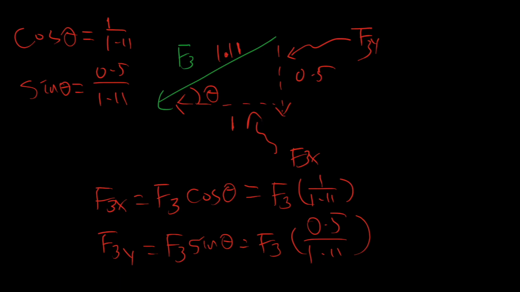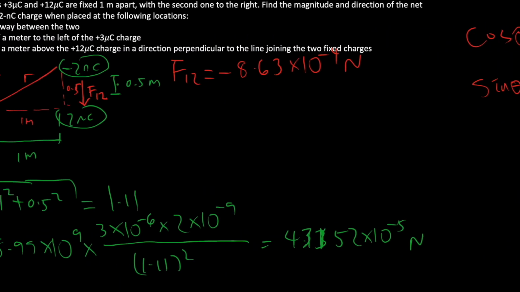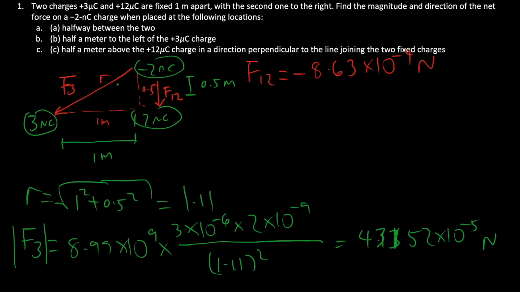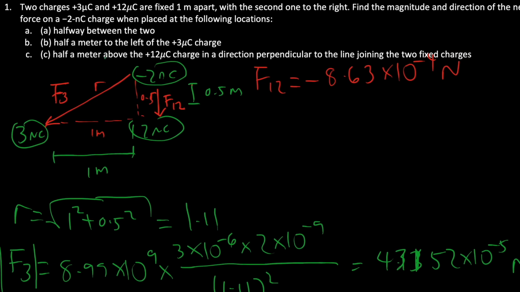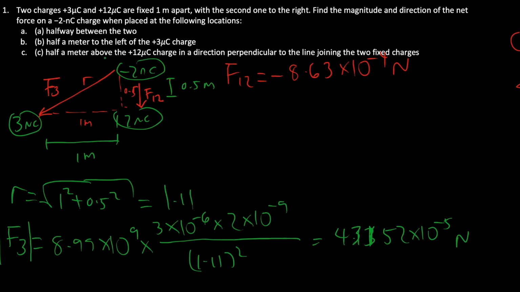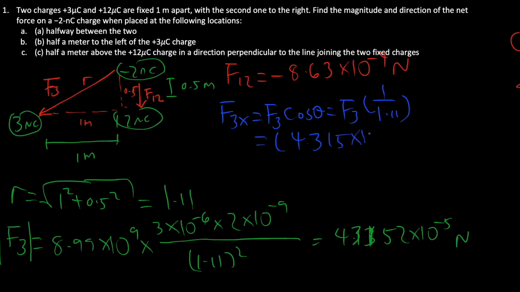So now we can plug in the numbers to calculate the magnitude of the two force components. F3x is equal to F3 times cosine theta, which is equal to F3 times 1 over 1.11. So it's equal to 4.315 times 10 to the negative 5th times 1 over 1.11, which gives us a value of 3.86 times 10 to the negative 5th. So here is the magnitude of the force. And because the force is pointing in the leftward direction, F3x has to have a negative sign here.